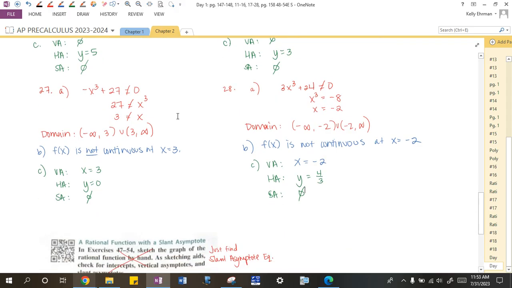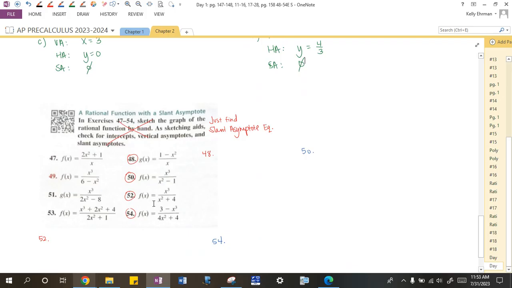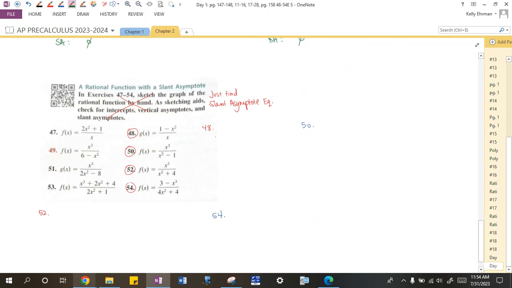Okay, our last section is on page 158. For this, I don't want you to sketch the graph because that's what we're doing tomorrow. So instead, for these graphs, I only want you to find the slant asymptote equation. And then we'll probably, as part of our homework tomorrow, sketch these graphs. So for all of these, you should be doing long division and finding the slant asymptote equation. Remember to ignore the remainder.